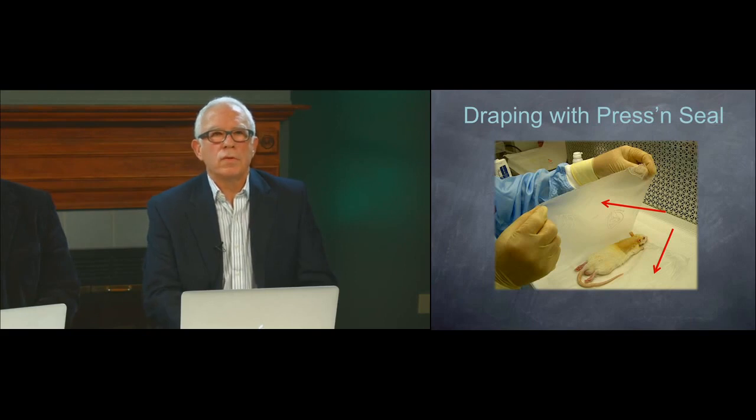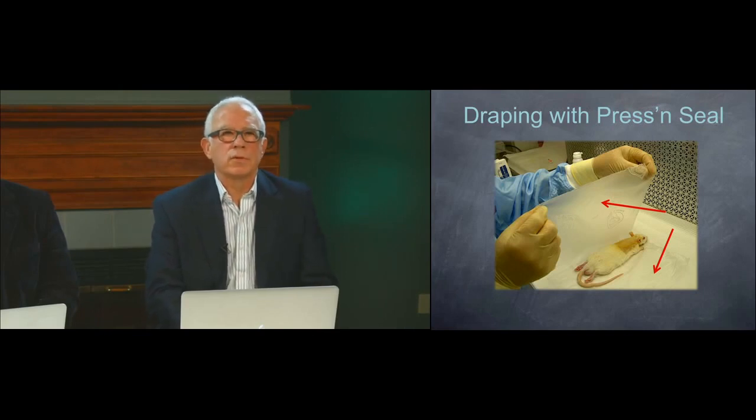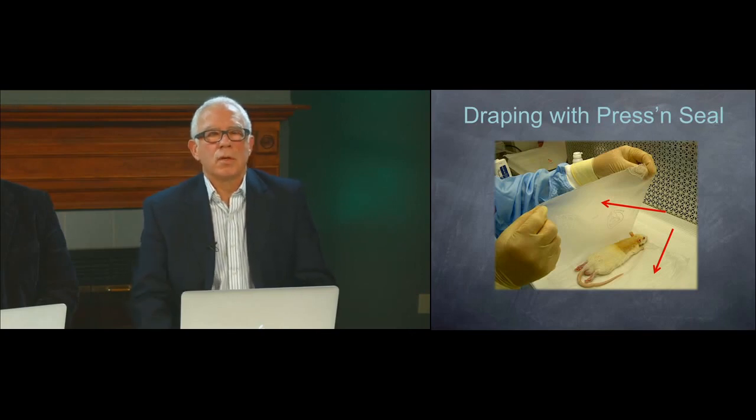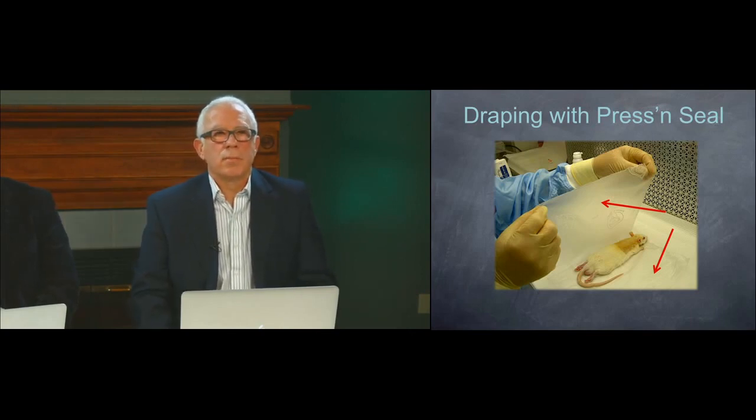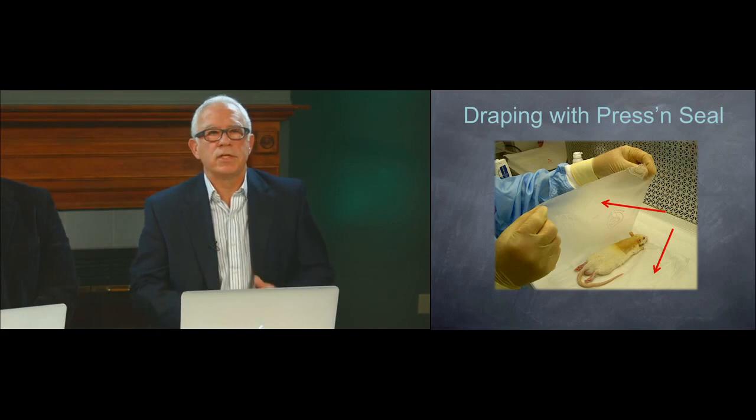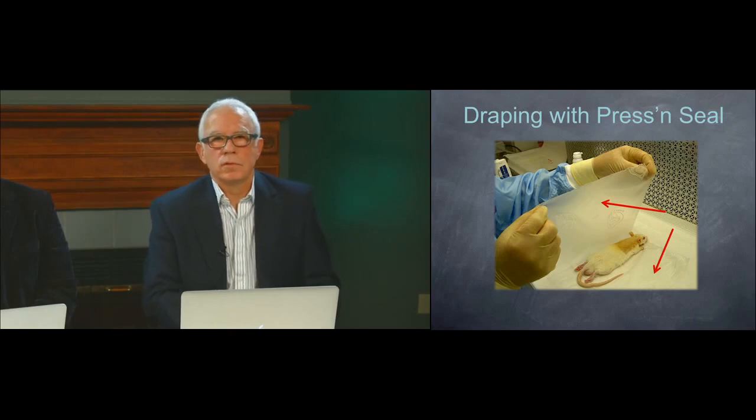So if you only had one surface where the animal is draped, when you turn the animal around, you're going to have some contamination of some type. Well, the solution here would be to place the press and seal, sticky sides facing each other, facing the animal, and when you turn the animal, lo and behold, you have maintained the sterility, and you have avoided cross-contamination.